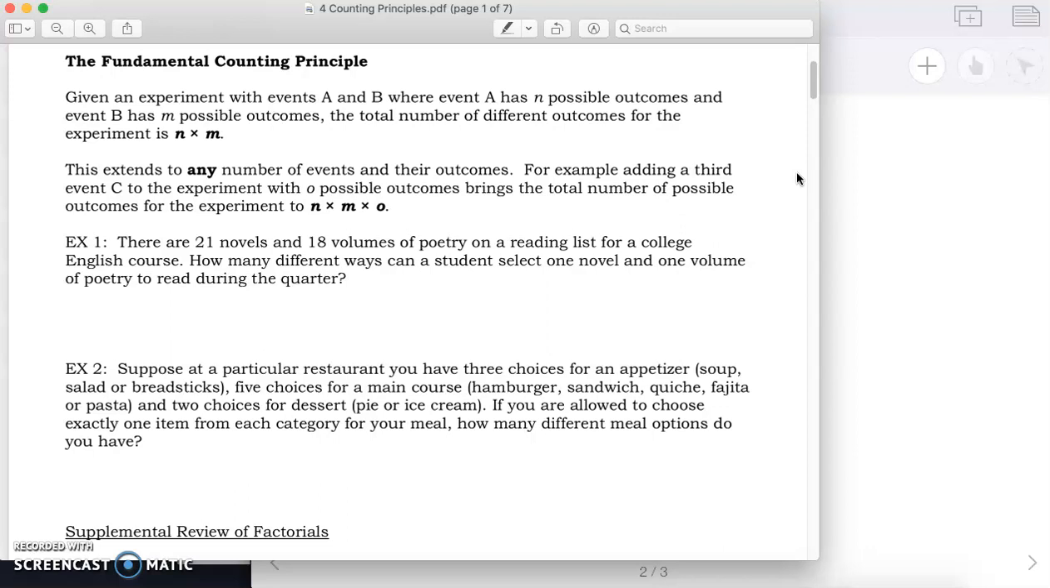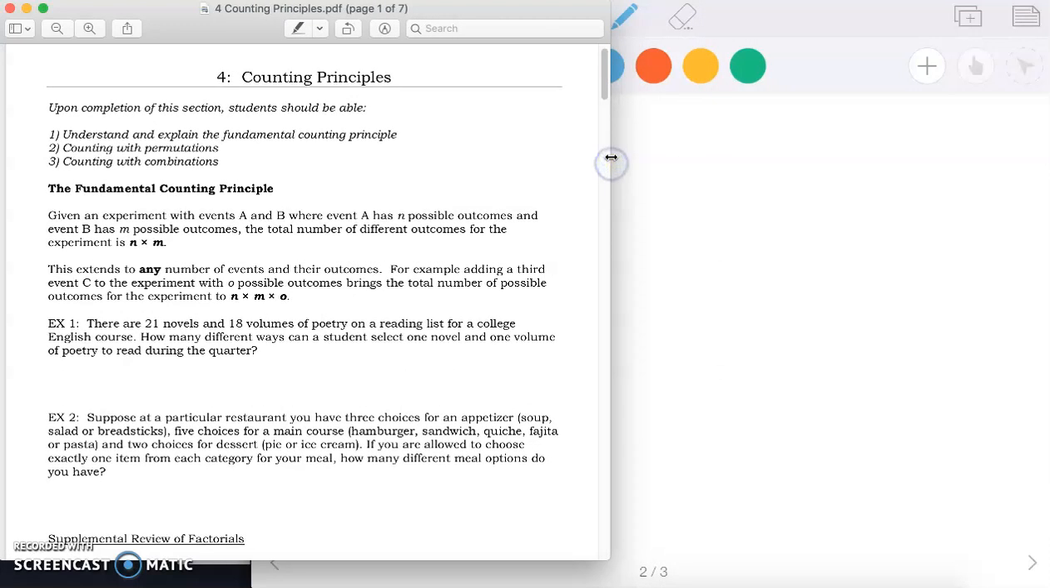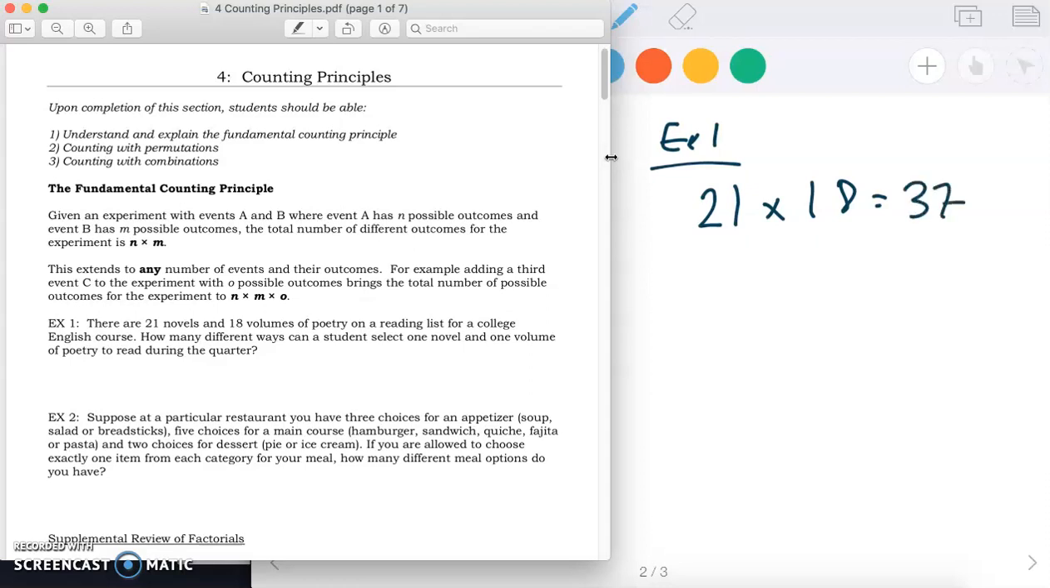There are 21 novels and 18 volumes of poetry on a reading list for a college English course. How many different ways can a student select one novel and one volume of poetry to read during the quarter? So in example 1, you would have 21 times 18, and when we do that on the calculator, we get 378. So that means there's 378 combinations when you have 21 novels and 18 volumes of poetry.